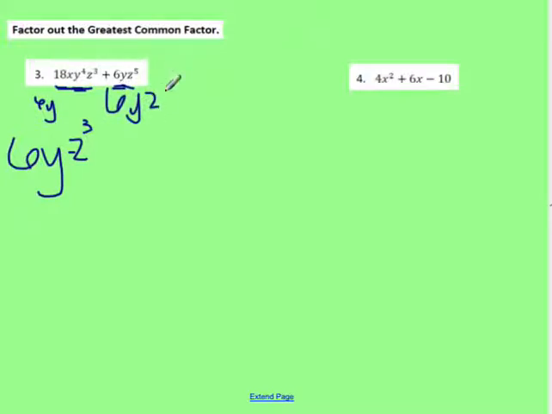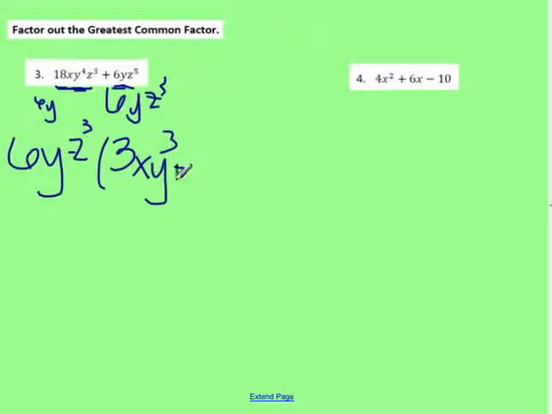6y z to the third. So when I divide those out, 18 divided by 6 is 3. That x is going to stay there because I didn't divide it by anything. Y to the fourth divided by y to the first is going to give me y cubed when you subtract out those exponents. Z to the third over z to the third cancels out.